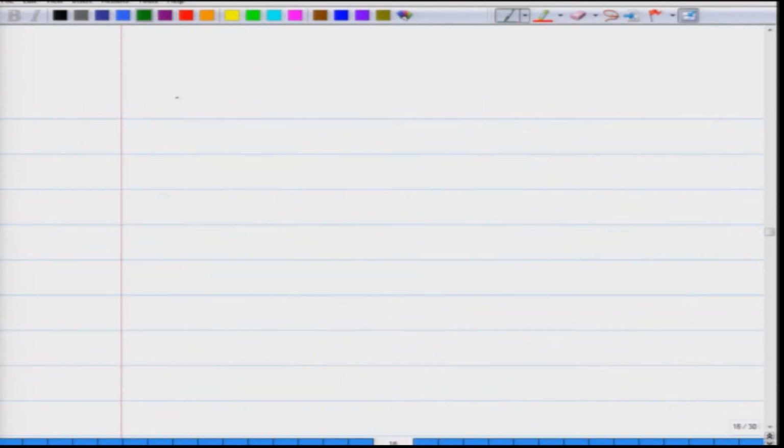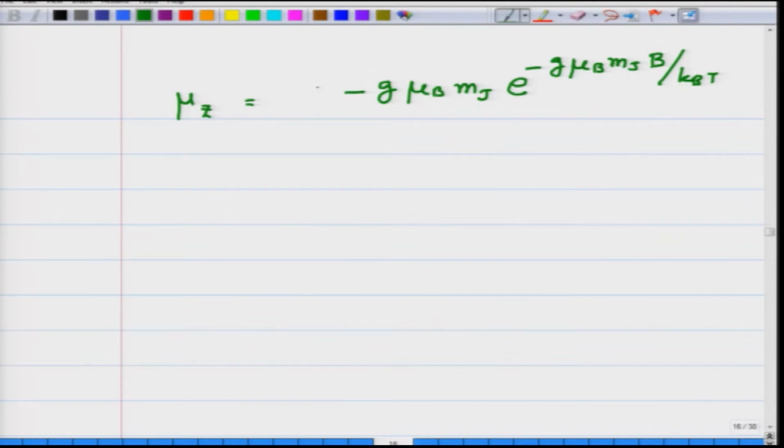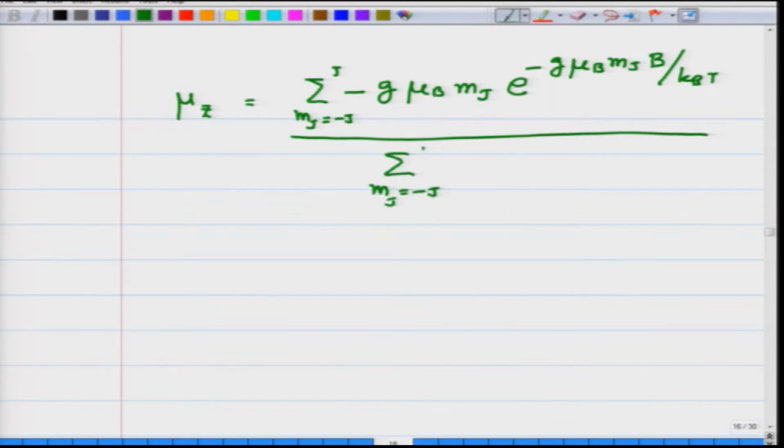So, let us do that. So, mu_z is going to be minus g mu B m_j e raised to minus g mu B m_j times the applied field divided by k_B T summed over m_j equals minus j to j, divided by summation m_j equals minus j to j e raised to minus g mu B m_j B over k_B T. This is the net magnetic moment, and if you like, I can call this as a function of temperature and as a function of applied field B.